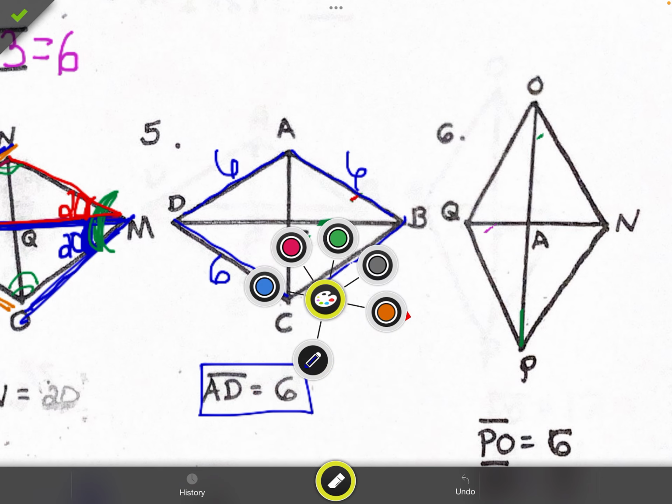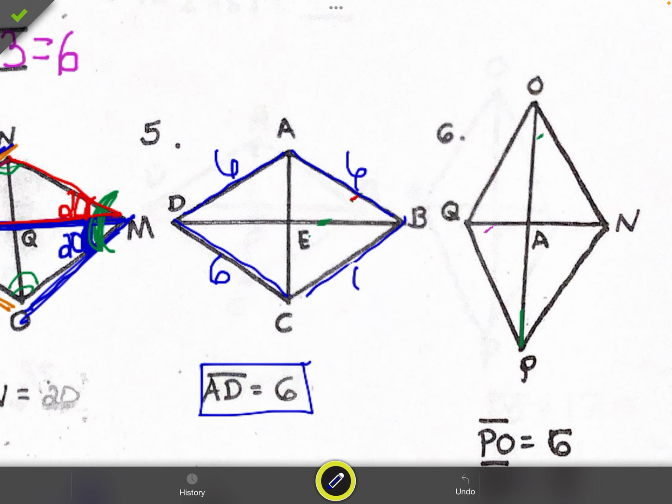Okay. And I don't know if they're going to ask me for those, but I just know that the more you can put on your picture, the less work you have to do when you get to the bottom. So that's all we know. We can't do anything else.